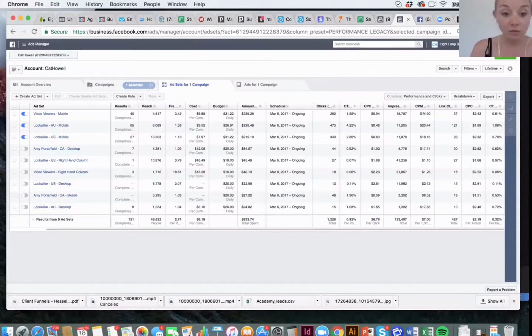Another thing that you can do is split test. Continue to split test the audience with different ad sets. Roll out a different ad set and see if different targeting can get you a better result.